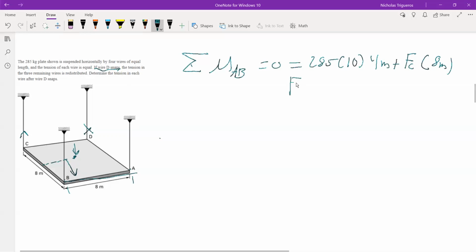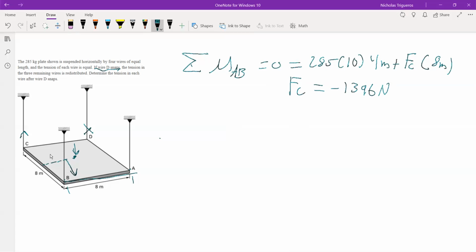What is force in C? 2,850 times 4. I got about 1,400, give or take. 1,396 is what I got. Okay, yeah, I got 1425 because I rounded gravity to 10. What'd you say you got? It would be negative. 1396? Yeah, it should be negative. Yeah, negative 1,396. All right, cool. We got FC.